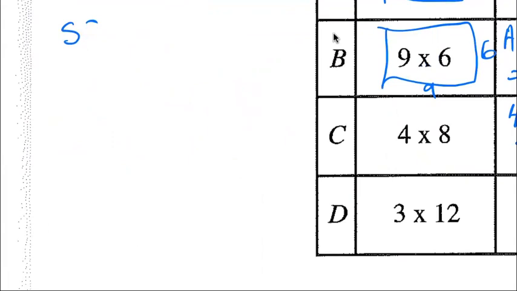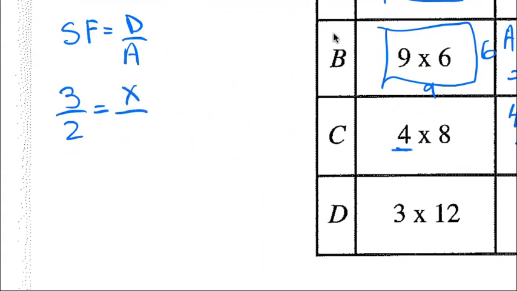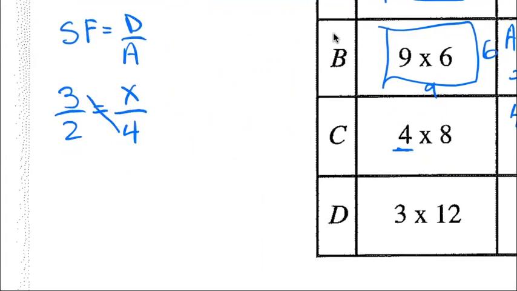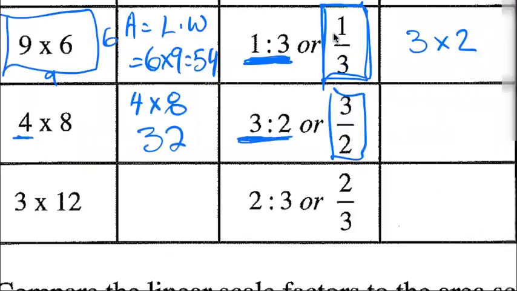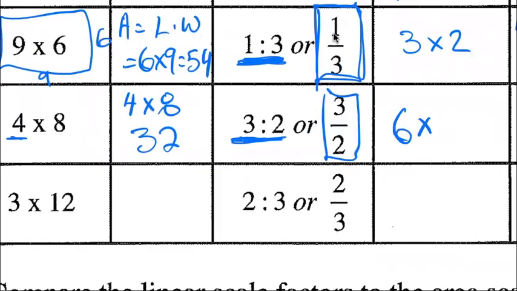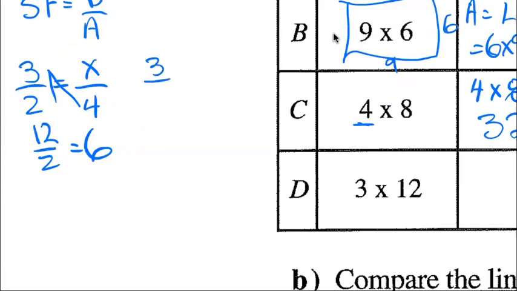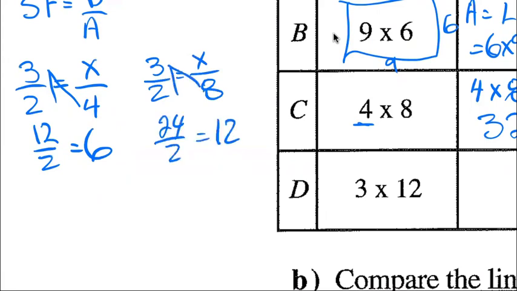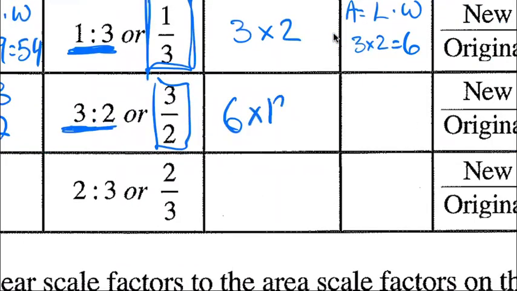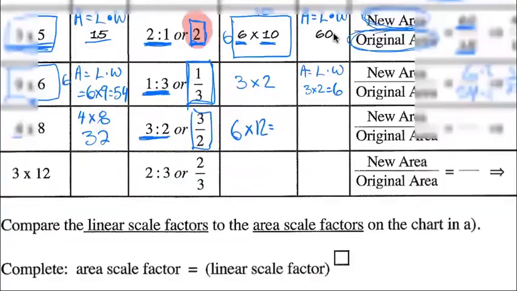Somewhere on scrap paper, I'm going to do those calculations, using my scale factor as drawing over actual. My scale factor was 3/2. Let's convert the 4 first: x over 4. 4 times 3 divided by 2 is 12 divided by 2, which is 6. So my new width in this case is 6. And my new length, I do the same with 8. 3/2, my scale factor, x over 8. 8 times 3 divided by 2 is 24 over 2, 12. So 6 by 12, which gives me a new area of 72.